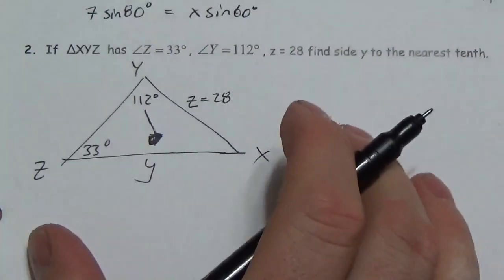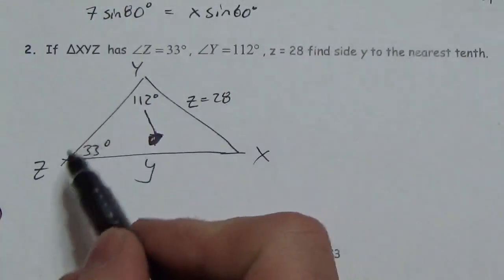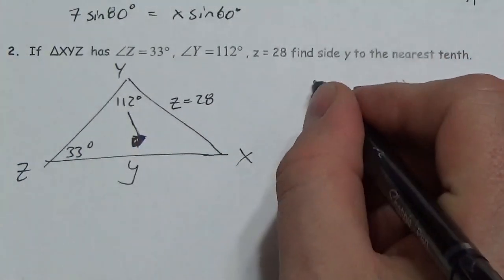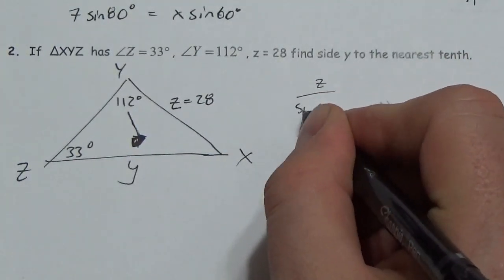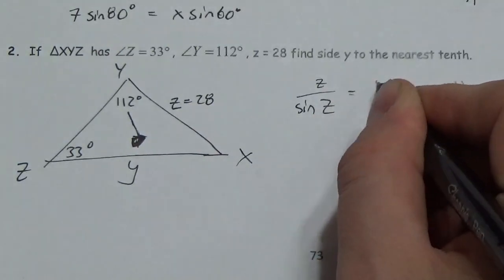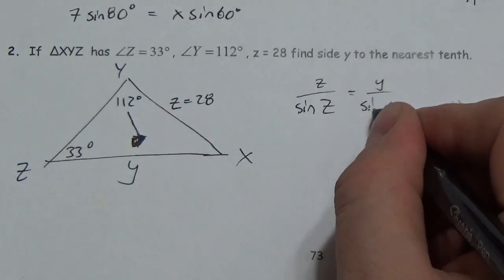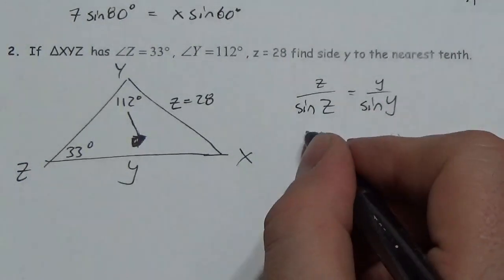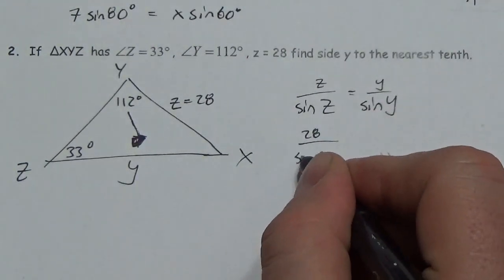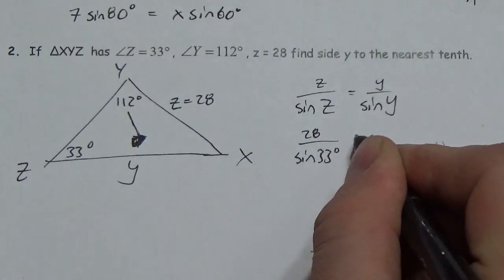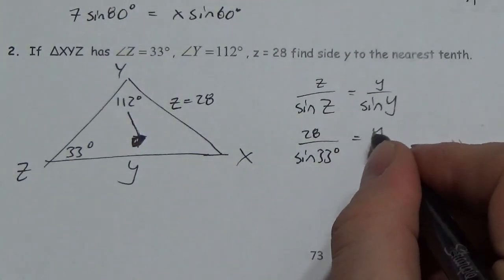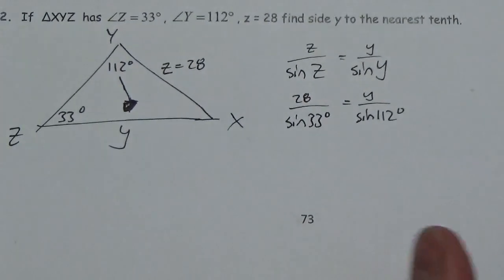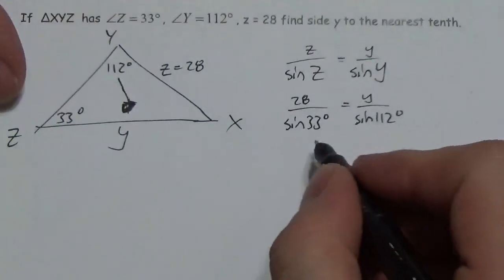So what I need to make the sine law work is I need this angle-side pair here, and I've got that. I know that little z over the sine of angle z should be equal to little y, side y right there, over the sine of angle y. Now I know the pieces here. This is going to be 28 over the sine of 33 degrees will equal y over the sine of 112. And now I'm going to cross multiply.